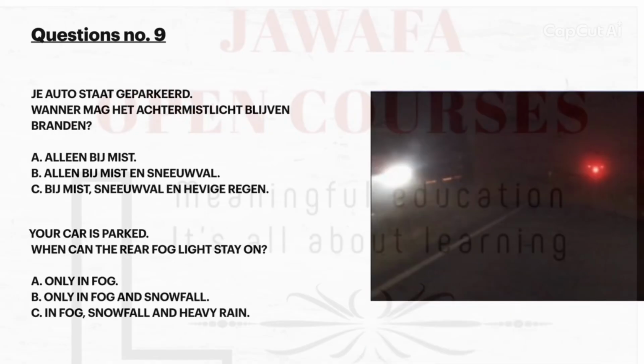Question number 9 is this. If your vehicle is parked, in what specific situation are you permitted to keep your vehicle's rear fog lights switched on? Option number A states only in fog, specifically in foggy conditions. Option number B is that you can only use them in the event of fog or snow, or if it's actively snowing or there's fog. So in these 2 specific situations, you may do so. And option number C is that if it's fog, snow, or heavy rain, any one of these 3 conditions, then you can keep your car's rear fog lights switched on.